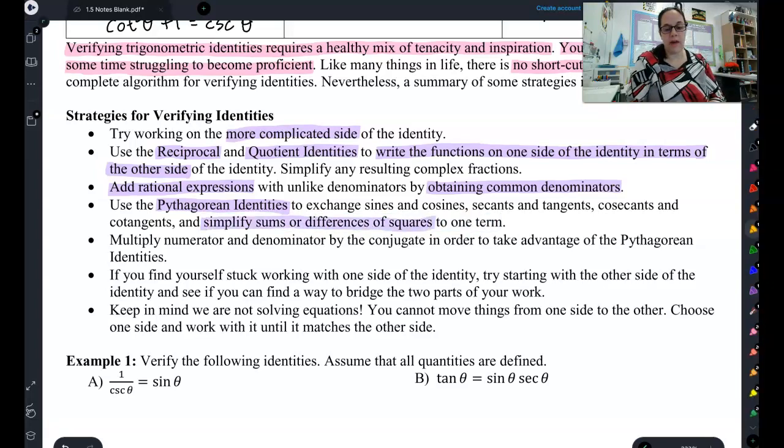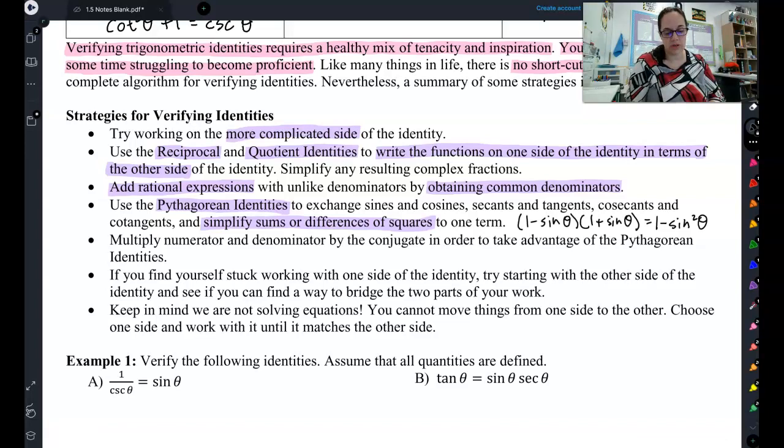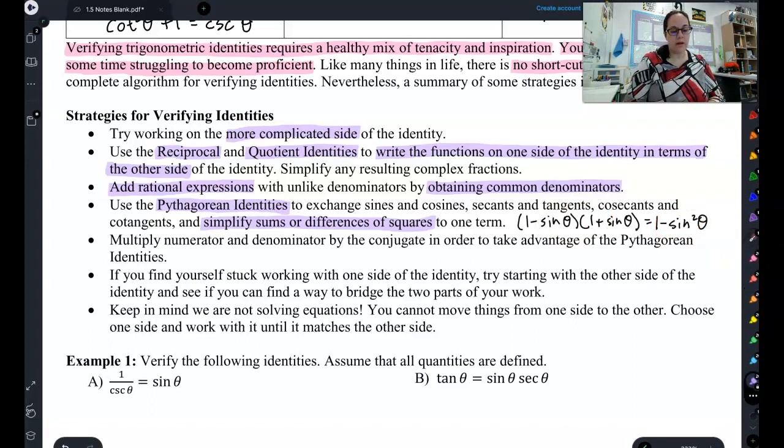So what I mean by that is if you take 1 minus sine of theta and you times it by 1 plus sine of theta, if you FOIL all that together, distribute it, you would get 1 minus sine squared of theta, which is now our Pythagorean identity we can change into cosine squared. So using those sum and difference of squares to get your Pythagorean identities is a really powerful tool. Next, multiply the numerator and denominator by the conjugate to give you a Pythagorean identity. And we'll see a problem that uses that today.